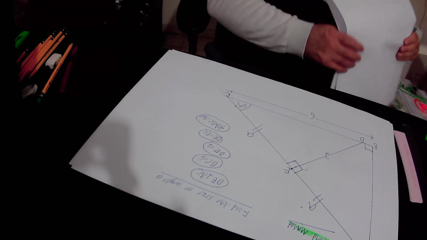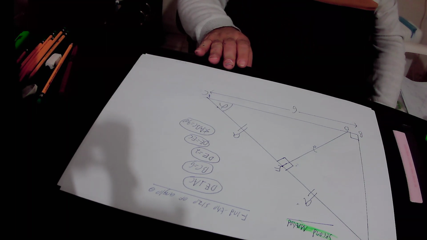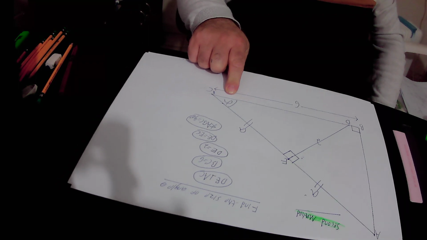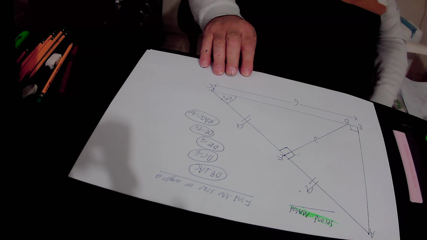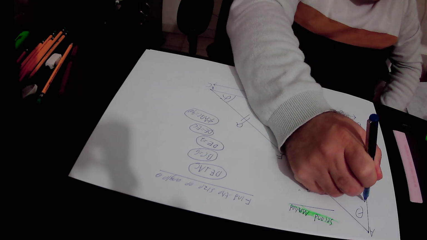In the next step, I will present how to find the value of angle theta according to the second method. In the second method, we didn't do any construction, but here we defined this angle as alpha, and this is the missing angle, theta.